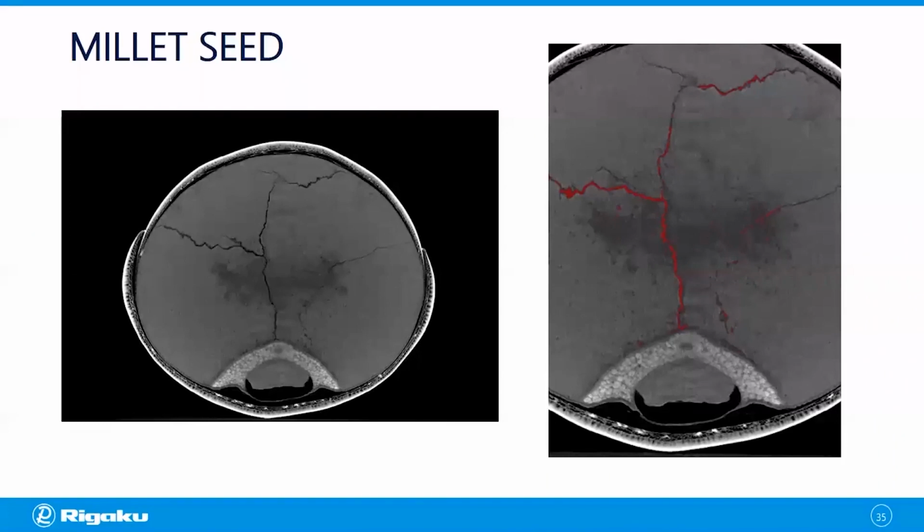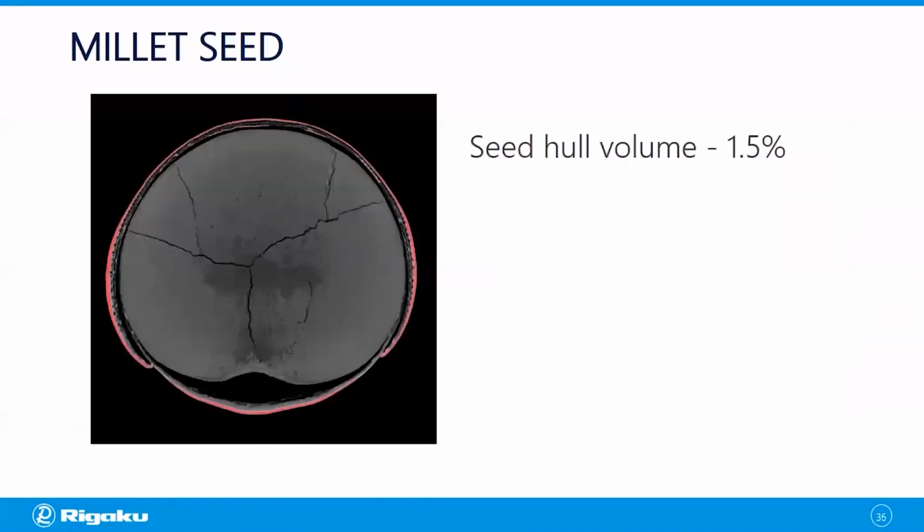And let's look at a different type of question. Perhaps we want to understand the characteristics of the seed hull or coating, as this may have some impact on its tolerance in certain environments. This slide shows the segmentation of the seed hull, from which we can look at the hull thickness or volume. And in fact, in this case, our hull volume is 1.5%. So there are a number of things we can quantify when looking at these millet seeds.